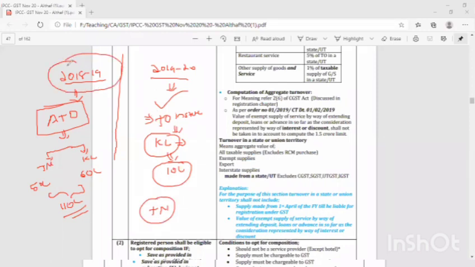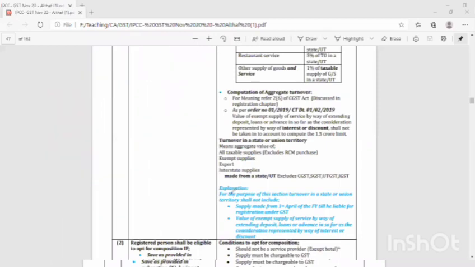Aggregate turnover you have to look at in the last year. Turnover in state you have to look at in the current year. Because only on the turnover in the state you have to apply the composition rate. That is the main difference. Anyway, there is a small explanation given.